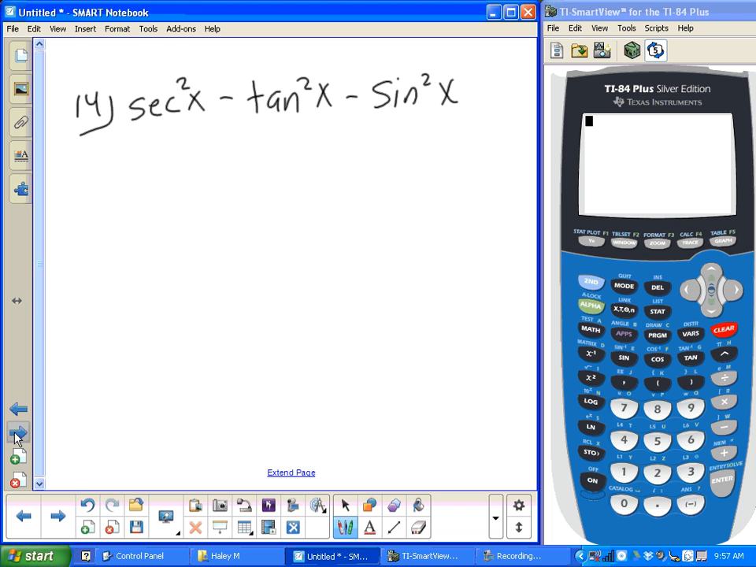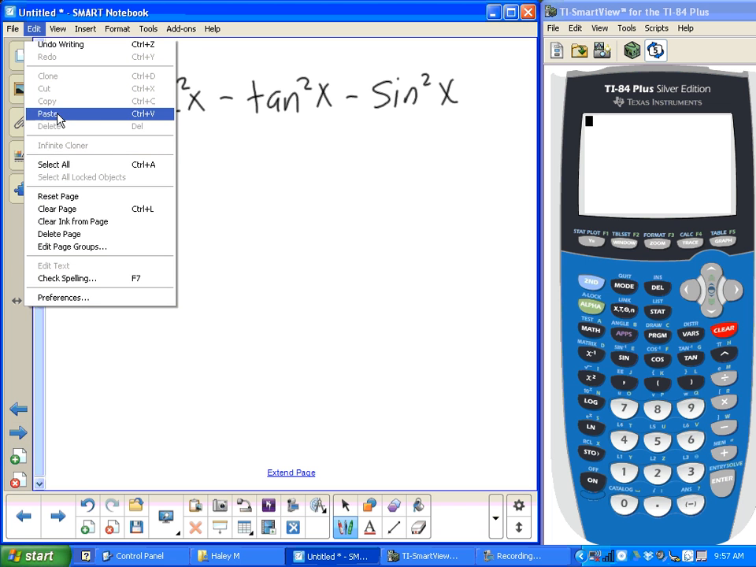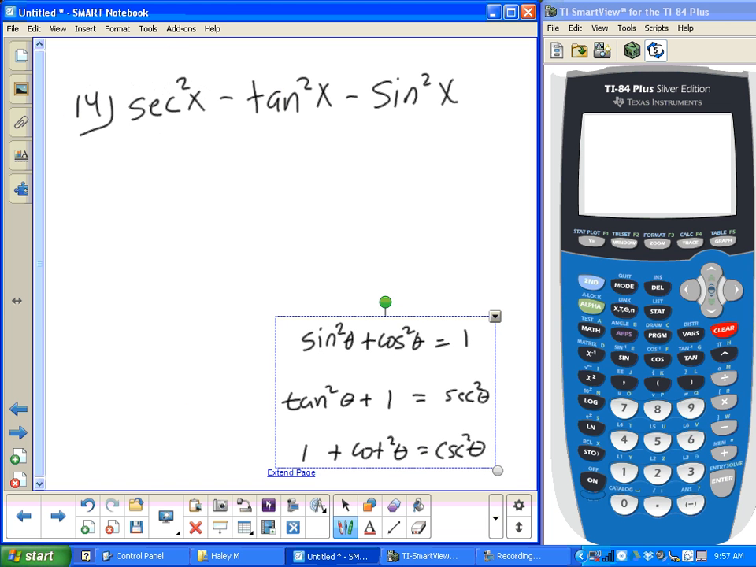Now, let's see if we can spot a Pythagorean identity in there somewhere. How about secant squared minus tangent squared? Not quite. Maybe just one. Let's look at it. We take tangent squared and subtract it over. That gives me secant squared minus tangent squared, and what's left on the left side is just 1. So now we have 1 minus sine squared, and 1 minus sine squared is just cosine squared.